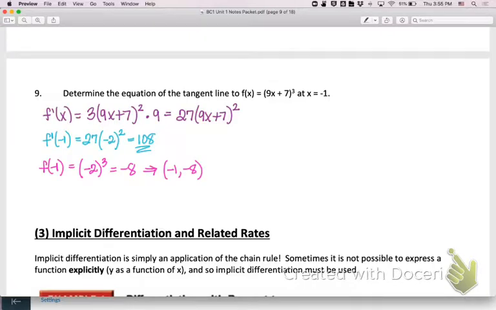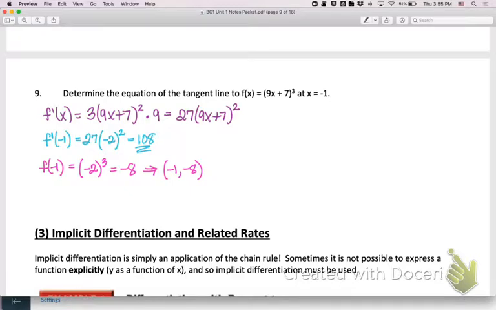So here's sort of a checkpoint midway. So we have to first find our derivative. You get 27 times 9x plus 7 squared. We need the value of that derivative at -1 because that's going to give us the slope of our tangent line. So I get 108. Yes, that's a big slope. Doesn't make it wrong. Then we need the ordered pair.